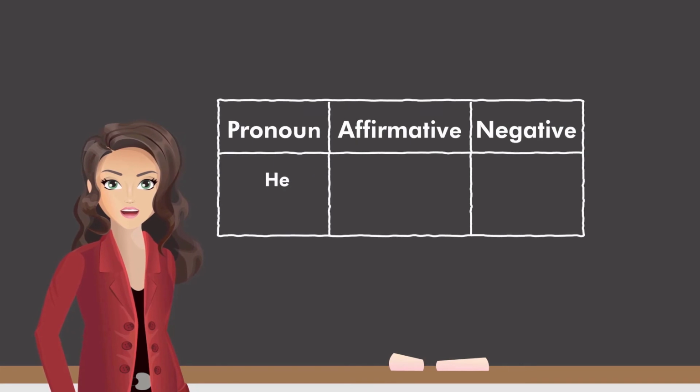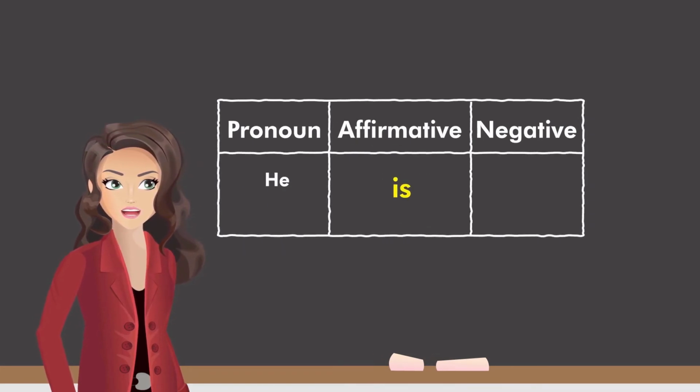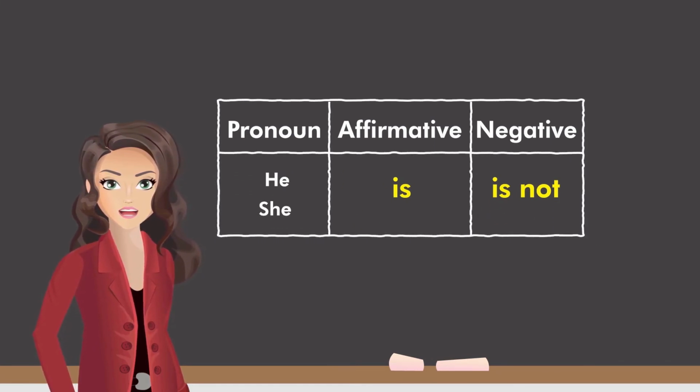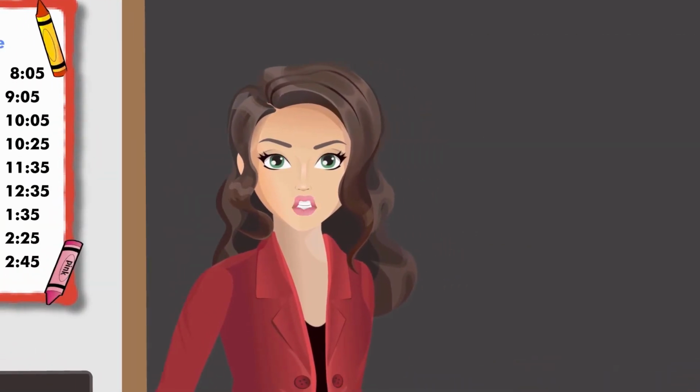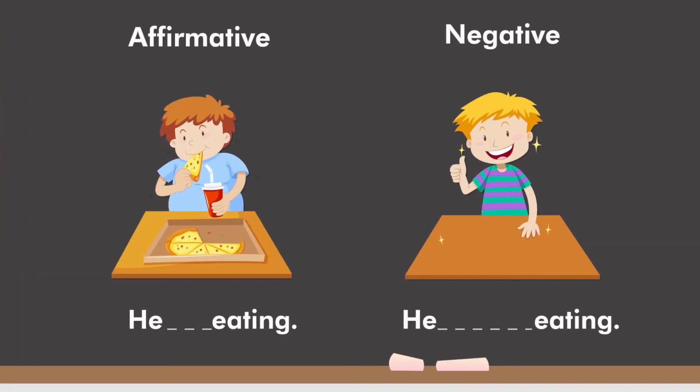For pronoun he, you would say, he is, or he is not. For pronoun she, you would say, she is, or she is not. Now it's your turn to practice. Can you fill in the blanks for me with the correct verb? Go ahead.